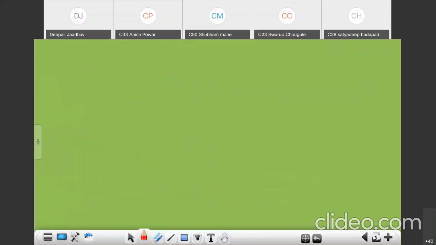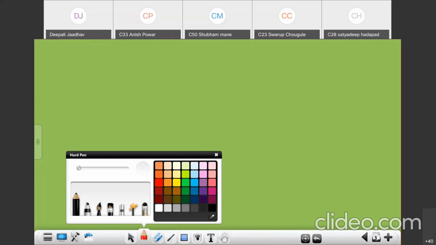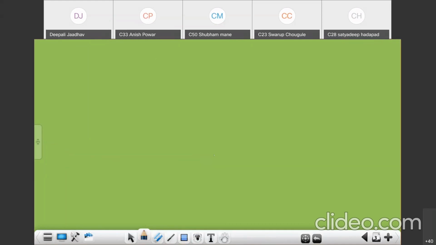We are going to start with Bresenham's line drawing algorithm. Bresenham is the name of the scientist who generated this algorithm. Bresenham's line drawing algorithm.